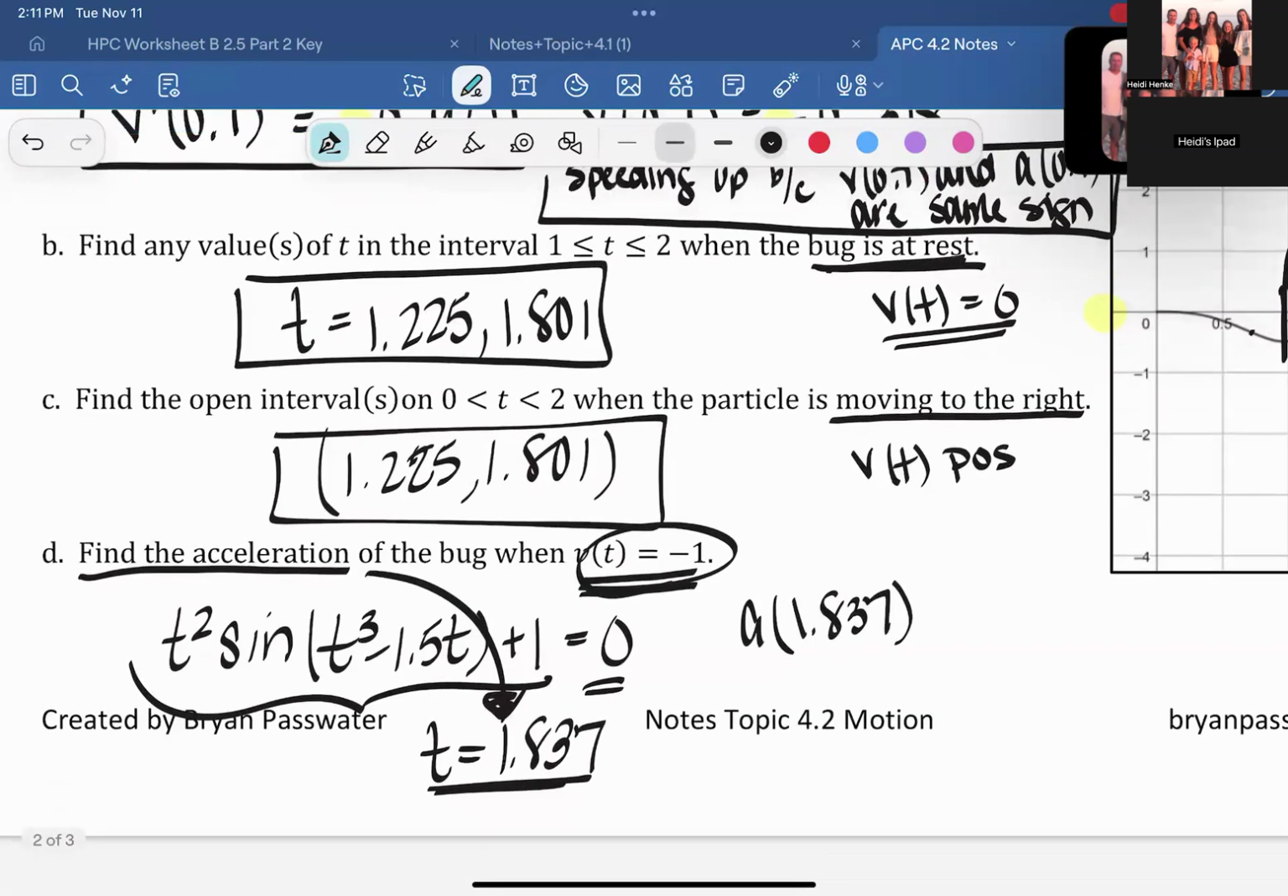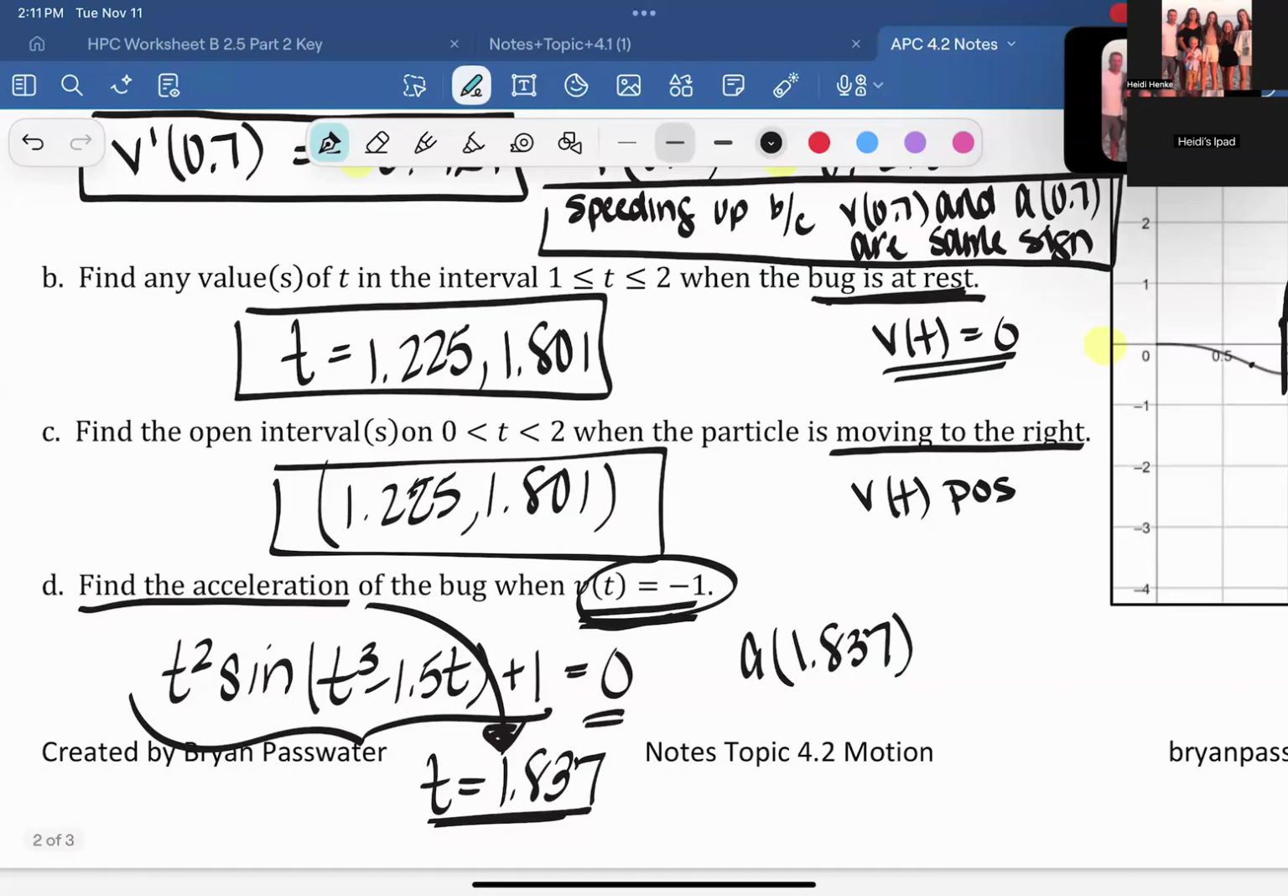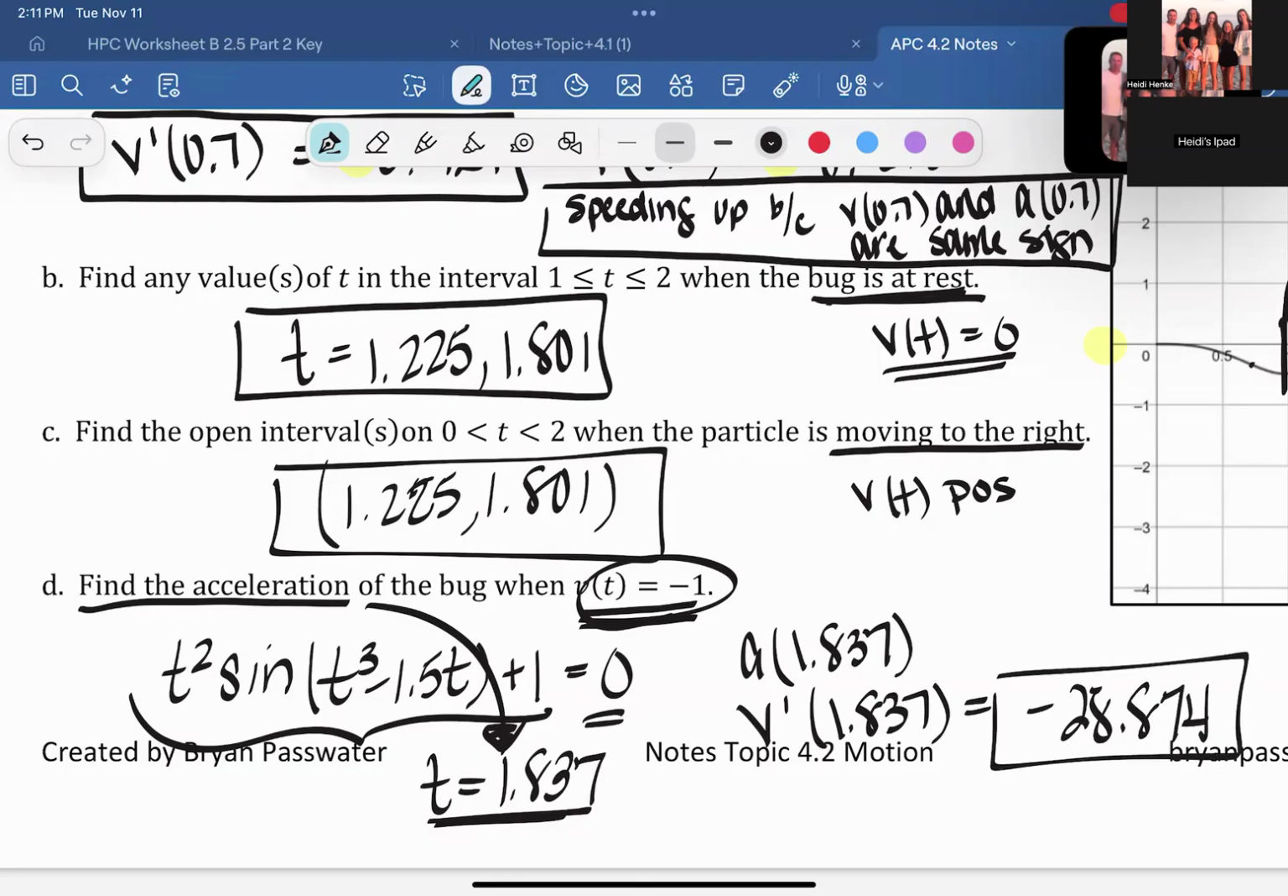I don't have a formula for acceleration, and you certainly don't need to find one. That's a gross formula. All you're going to do is go to your calculator and take the derivative of that velocity equation at 1.837. And you should get -28.874. And again, no units given means no units are expected in your answer.